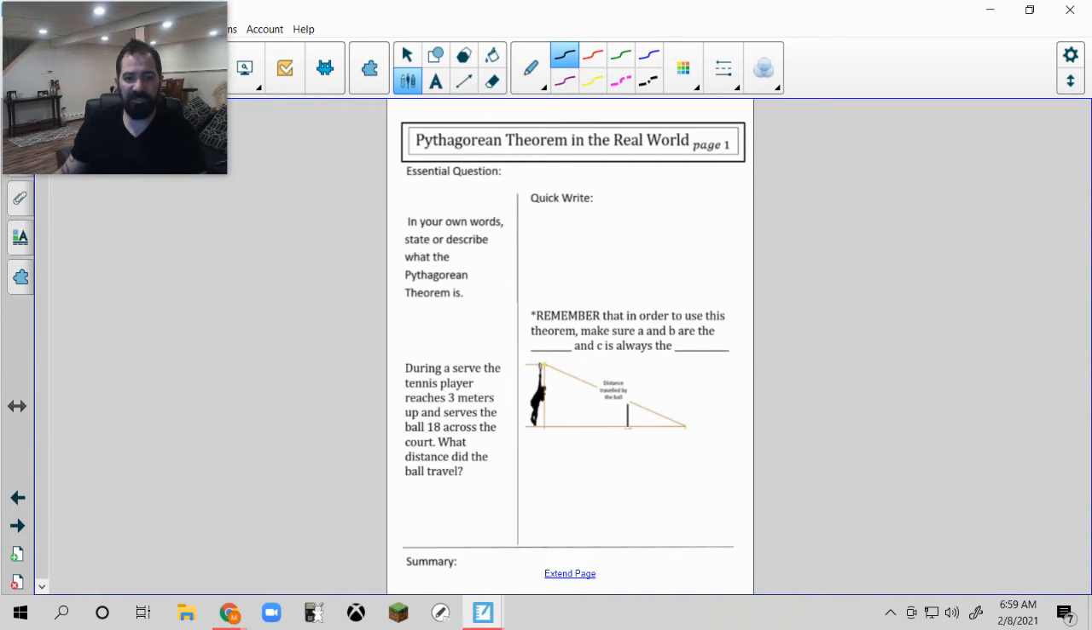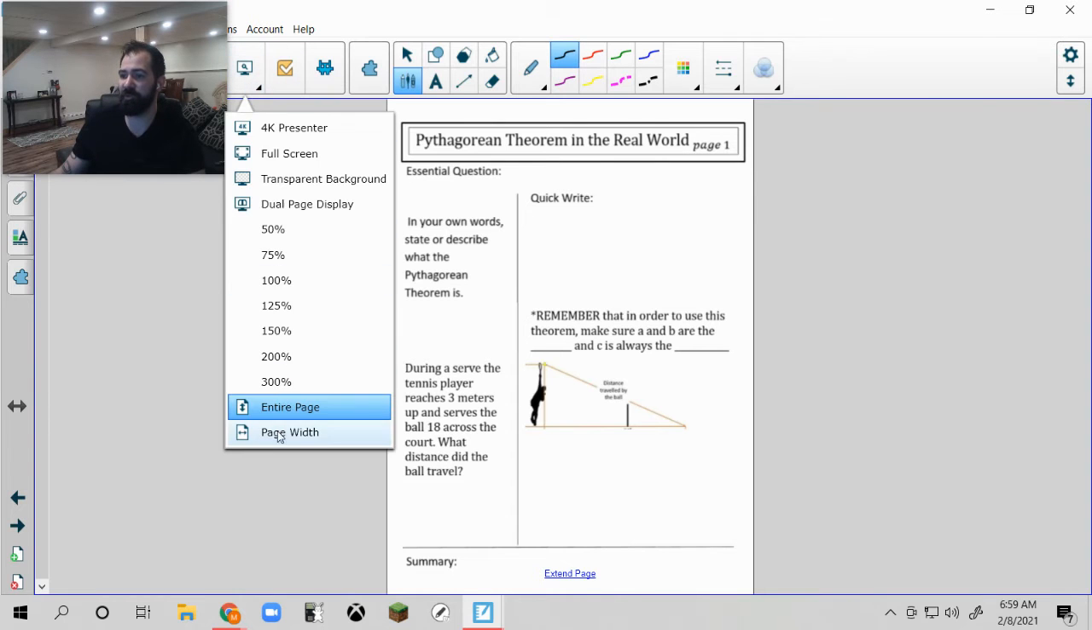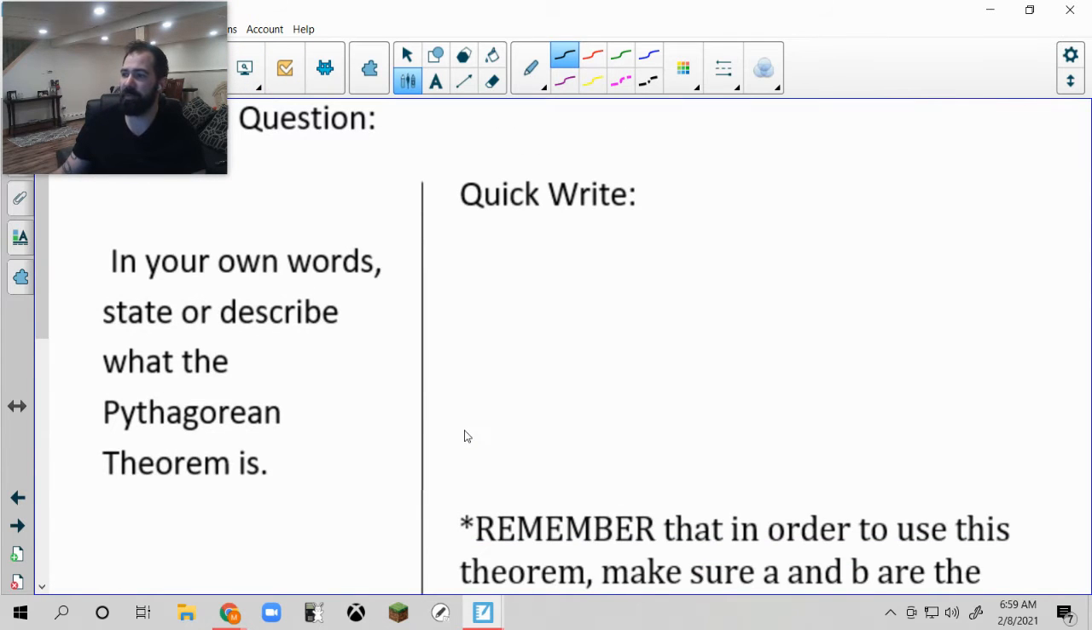Let's get going here. Our first example is: in your own words, state and write what the Pythagorean theorem is. For you with your notes, you can do that real quick. Pause the video.